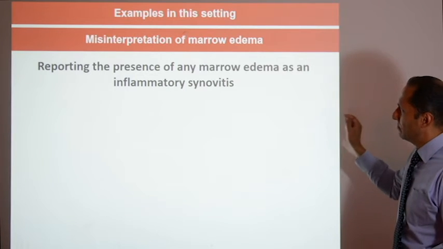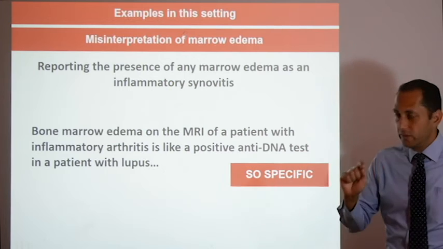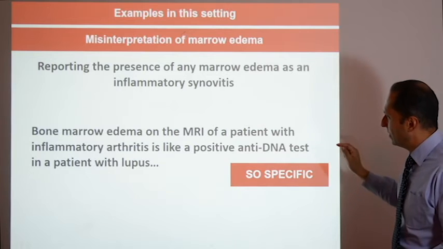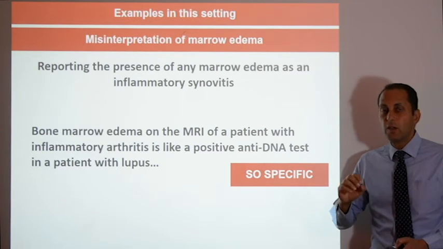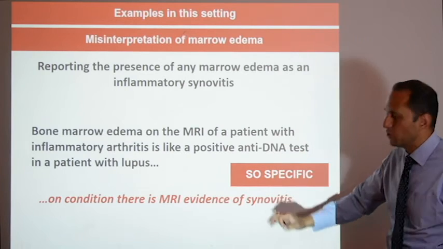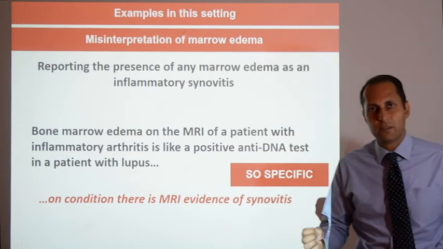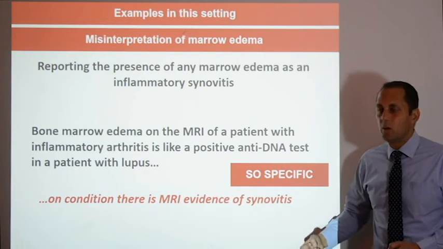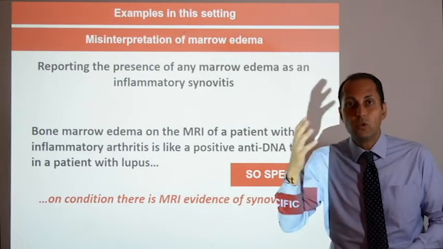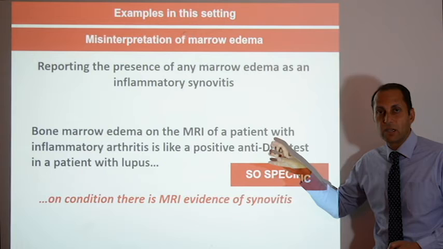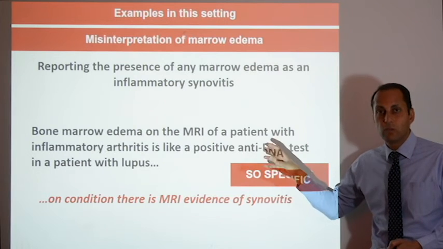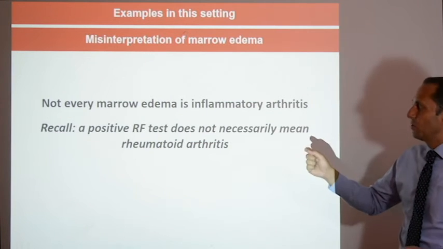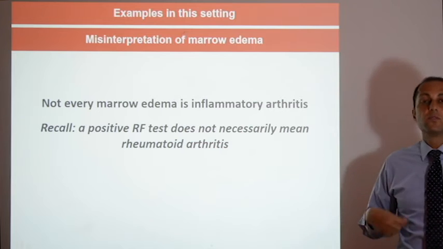Reporting the presence of any marrow edema as an inflammatory synovitis. Bone marrow edema on the MRI of a patient with inflammatory arthritis is like a positive anti-DNA test in a patient with lupus. So specific, so committing to the diagnosis, on condition there is MRI evidence of synovitis. If I don't have synovitis, I can never consider the bone marrow edema a part of an arthritis. Bone marrow edema alone, consider a trauma, consider a tumor, consider anything else. But it cannot be my synovitis. It cannot be an inflammatory arthritis. It cannot be rheumatoid arthritis. So not every marrow edema is inflammatory arthritis. Recall a positive rheumatoid factor test does not necessarily mean rheumatoid arthritis also.